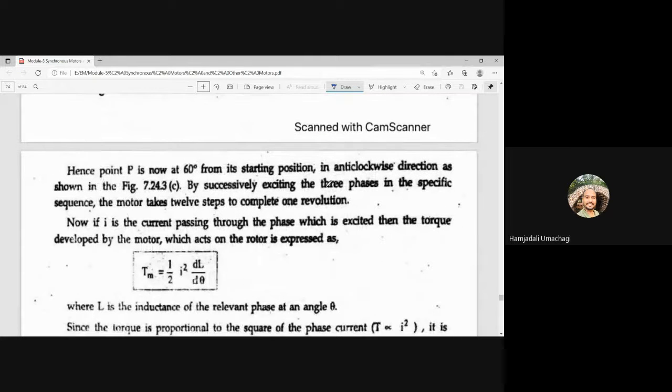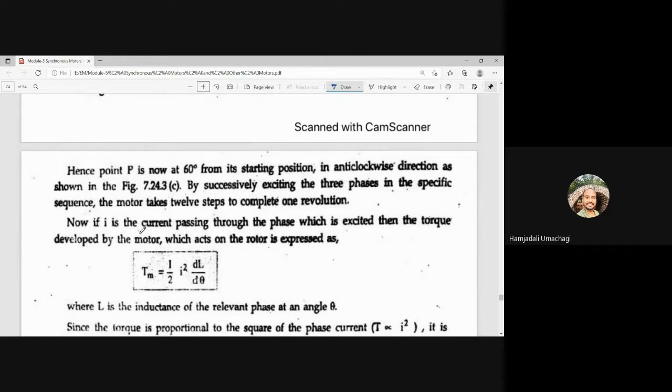By successively exciting the three phases in the specific sequence, the motor takes 12 steps to complete one revolution. Here, for one input pulse the rotation is 30 degree, and for one revolution we want 360 degree. Therefore, for one complete revolution, we want 12 steps, since 360 divided by 30 is equal to 12. So 12 steps give one complete revolution of the stepper motor.